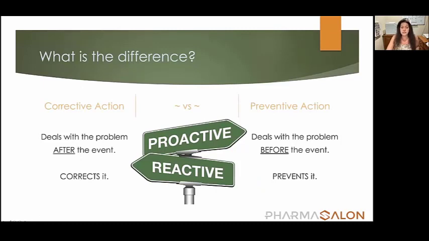Again, what's the difference between a corrective action and a preventive action? The corrective action deals with a problem after the event. It corrects it. It is a reactive behavior. The preventative action deals with a problem before the event to prevent it from happening. So that is being proactive. So again, that is your no smoking sign before anything happens. The correction being, well, we've had a problem and we're not going to allow it to happen again.